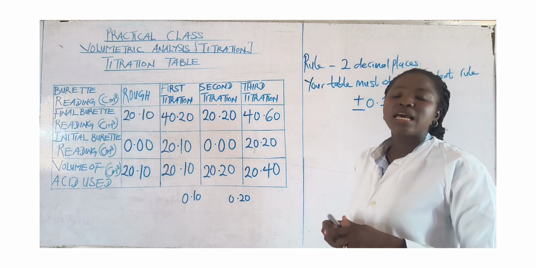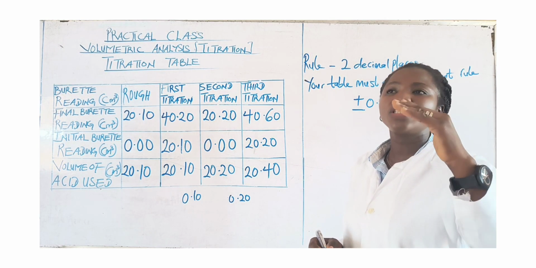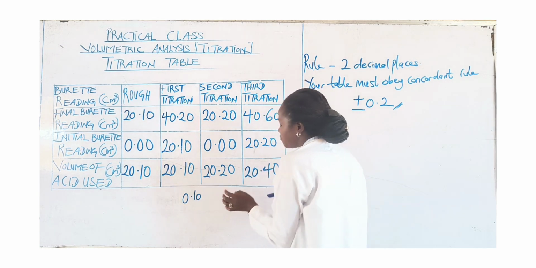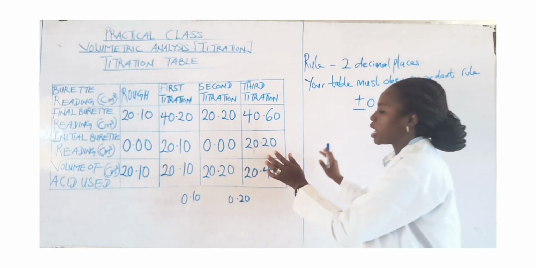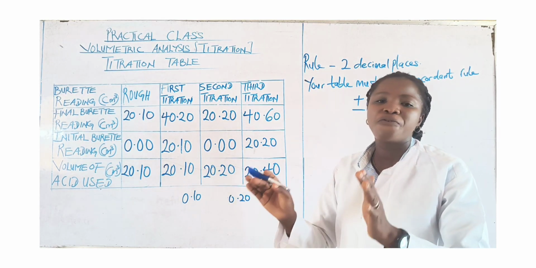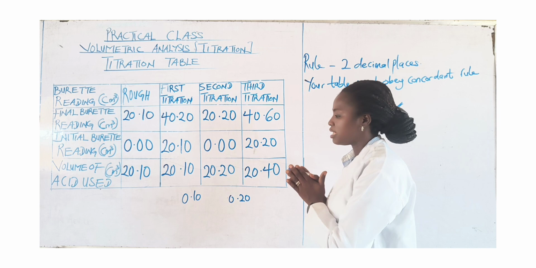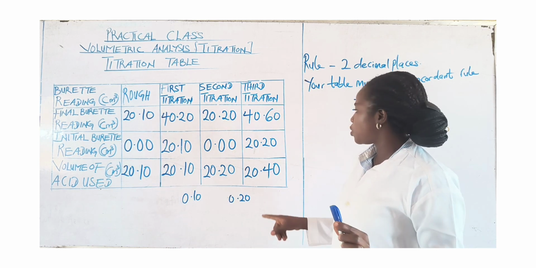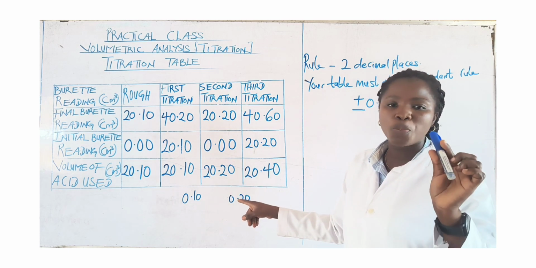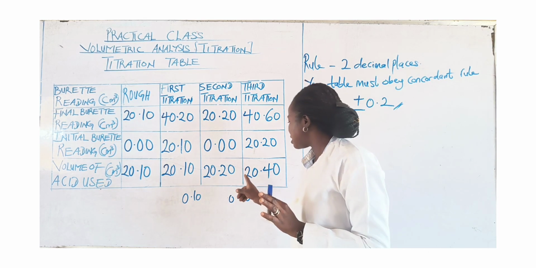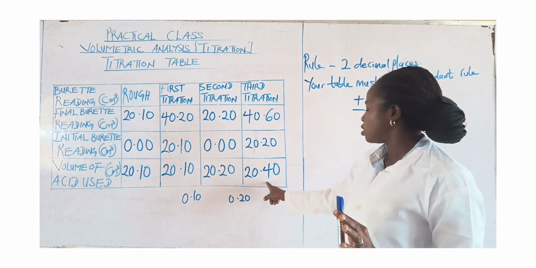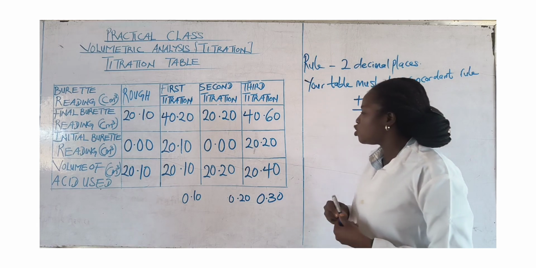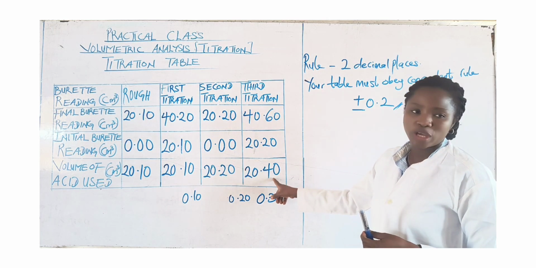Good. And the rule says the least number of readings you can use is 2. If all your readings, when you subtract them, the difference between them is not more than plus or minus 0.2, you can use all 3 to calculate your average volume of acid used. But in this case, the difference between the second and the first is 0.1. The difference between the third and the second is 0.2, which is concordant. But let's see the difference between the first and the third. What do we have here? We have 0.30. So that means we cannot use first and third together.